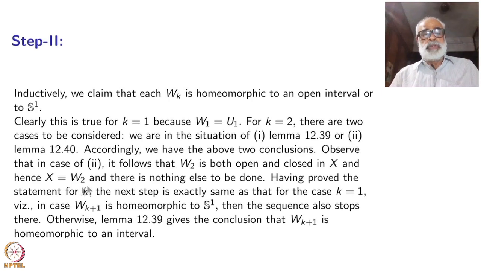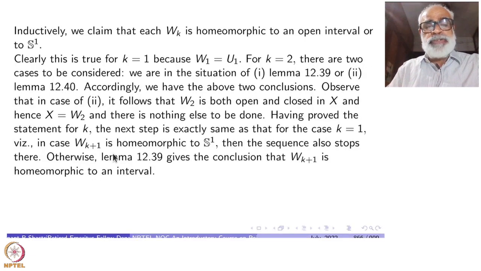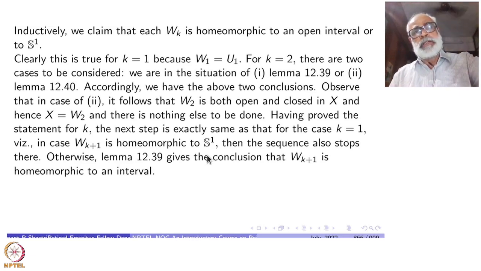So this way, from U_1 we pass from 1 to 2. Suppose now we have come up to some W_k. If W_{k+1} is homeomorphic to S^1, the steps stop, the sequence stops. Otherwise, it keeps going. What does it mean that it keeps going? Each time you are concluding that all the W_k are homeomorphic to open intervals.